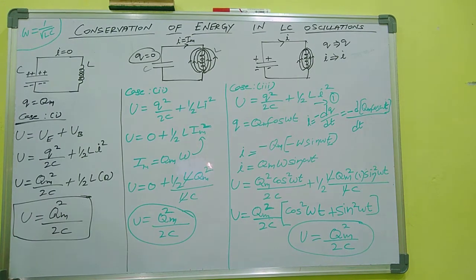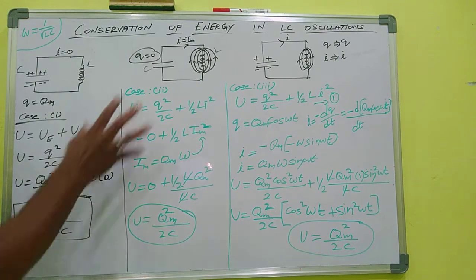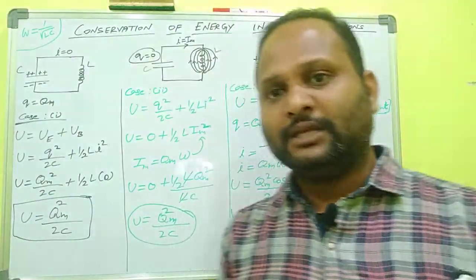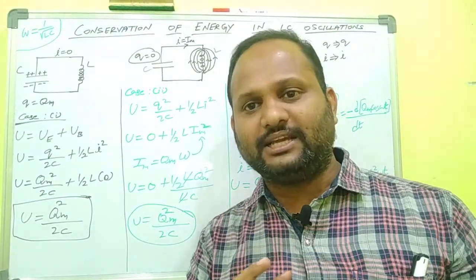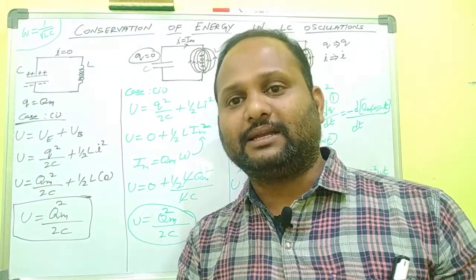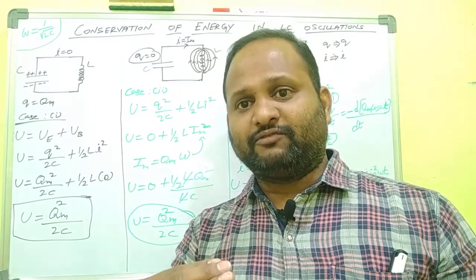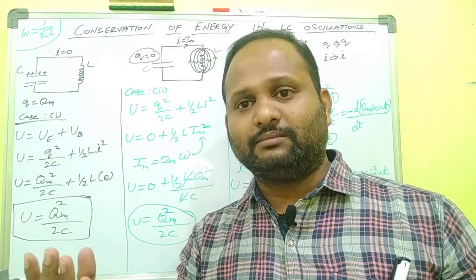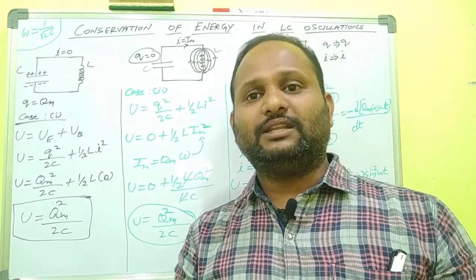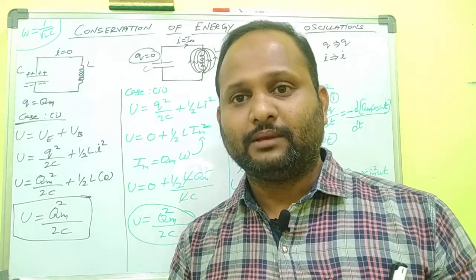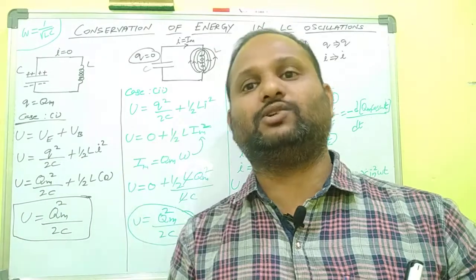So look at the final expression for three different cases: qm square by 2c, qm square by 2c, qm square by 2c. So here the whole energy is only electrical, here the whole energy is only magnetic, here the whole energy is the combination of electrical and magnetic. So the energy of the system may oscillate between the electric field of the capacitor and the magnetic field of the inductor. When the energy of the electric field is maximum, the energy of the magnetic field is 0. When the energy of the magnetic field is maximum, the energy of the electric field is 0. But the total energy of the system remains constant.